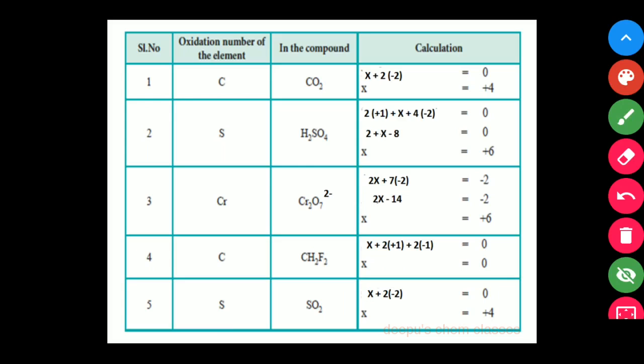Then for sulfur in sulfur dioxide, let sulfur be X. For oxygen it is -2, and 2 oxygens are there, so 2 into -2. There is no net charge, so it equals 0. So X minus 4 equals 0, X equals +4. The sulfur oxidation state is +4 here.